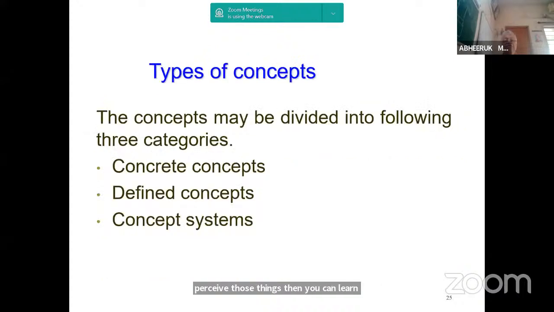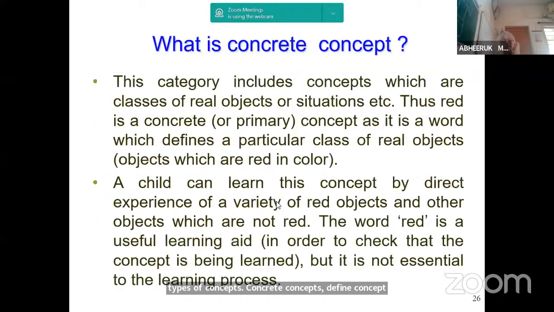So now we are going to types of concepts. There are three types of concepts: concrete concepts, defined concepts, and concept systems. What are concrete concepts? There are some real objects or situations which you directly perceive. Like here, suppose you want to teach a child the red color, the concept of red.